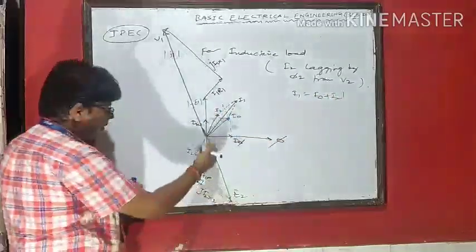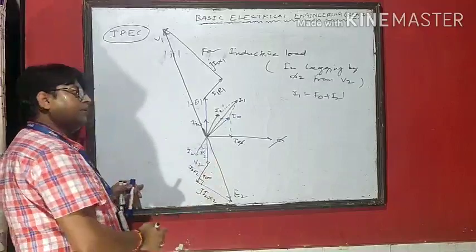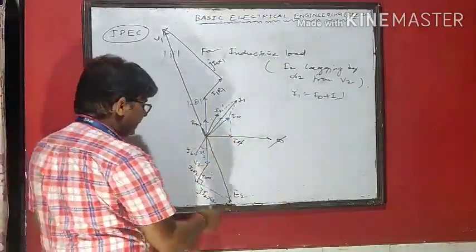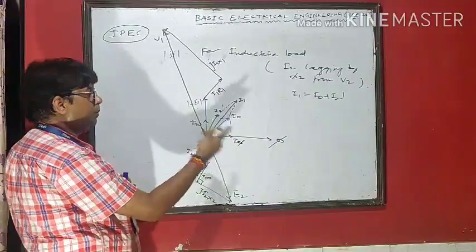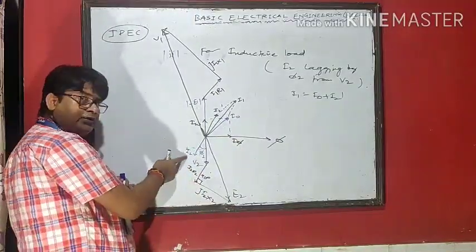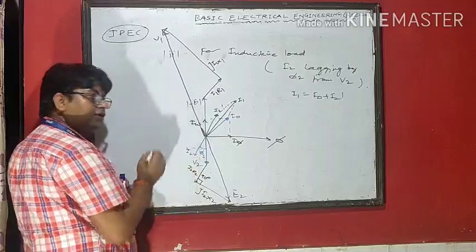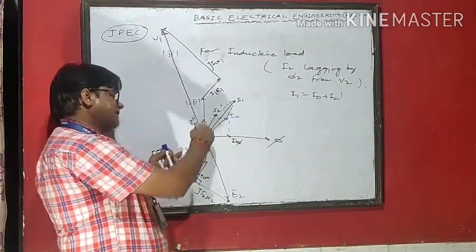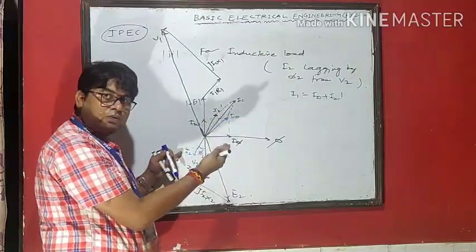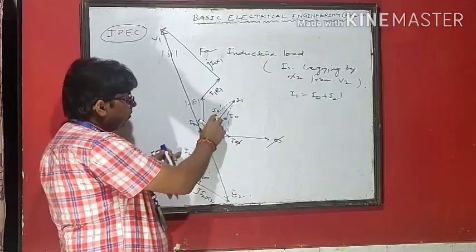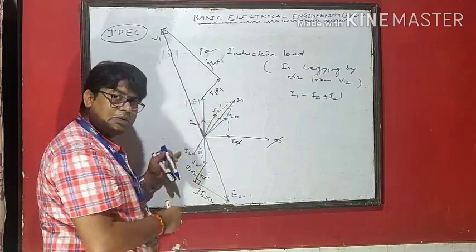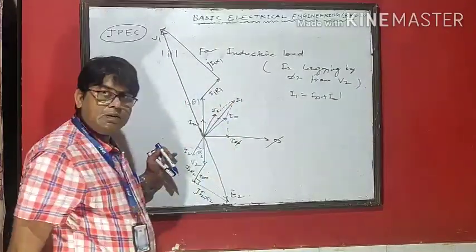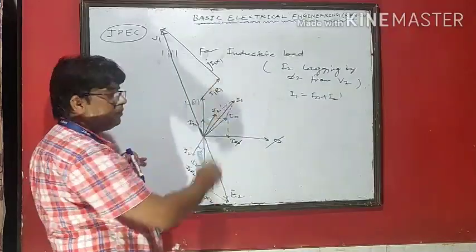First we draw V2, because the load is connected on the secondary side. From V2 we can determine I2, which is lagging by angle phi 2. I2 dash is opposite of I2, so on this same line we draw it and get I2 dash. The resultant of I2 dash and I naught is I1, the primary side current.